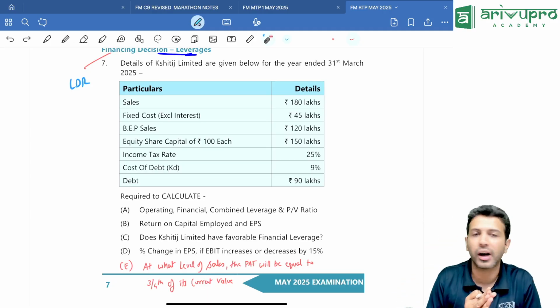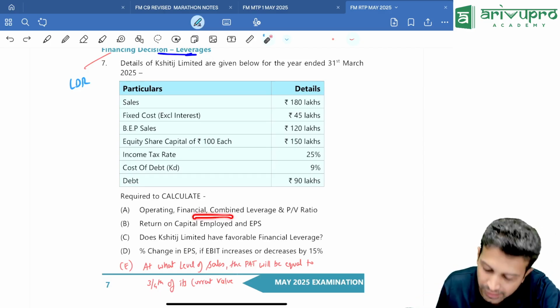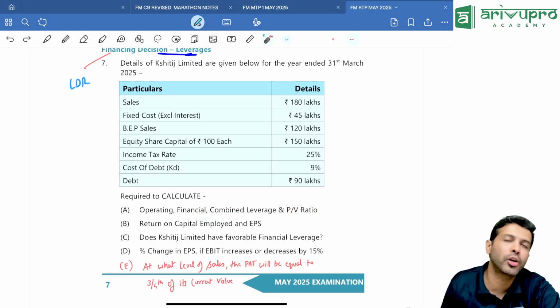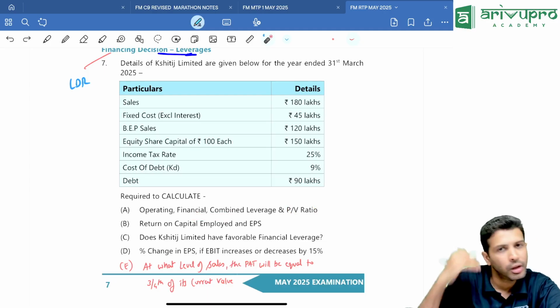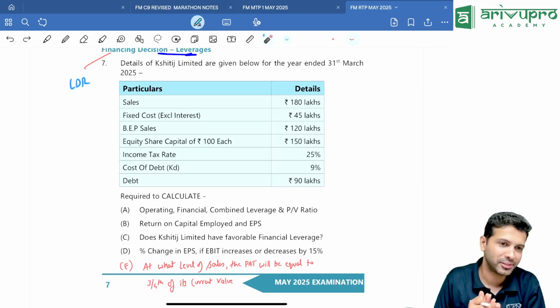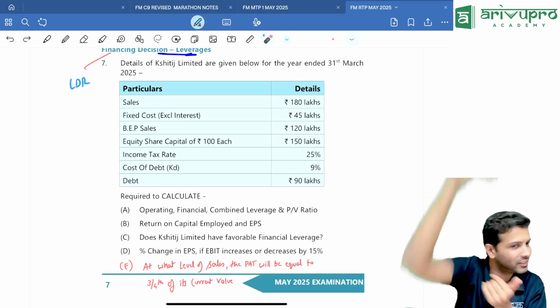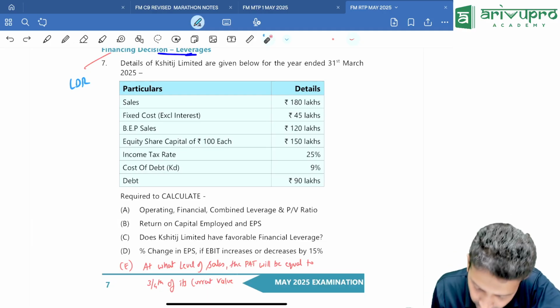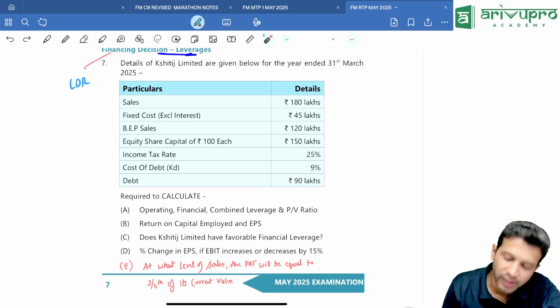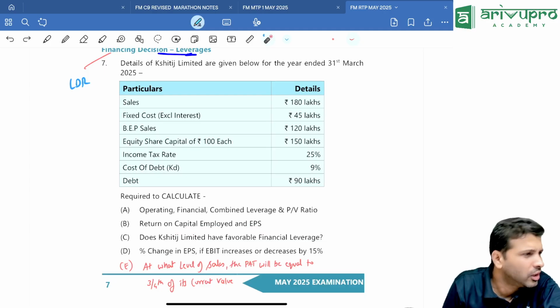So let's better put up the income statement. Let's read off quickly the data. OL, FL and CL, and they also asked the PV ratio. How do you get profit volume ratio? Contribution divided by sales into 100. I definitely need the income statement, because to calculate PV ratio, I need sales. Sales is the topmost number. EPS is the bottommost number. They are asking for it. And they're also asking EPS. New thing or known? We know how to calculate.